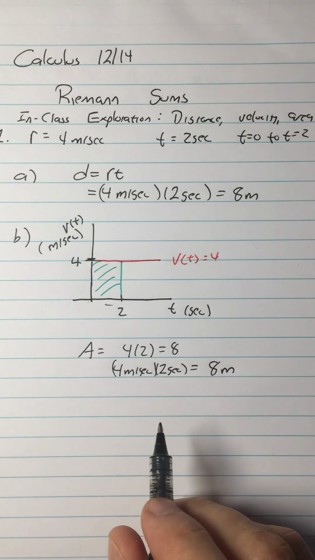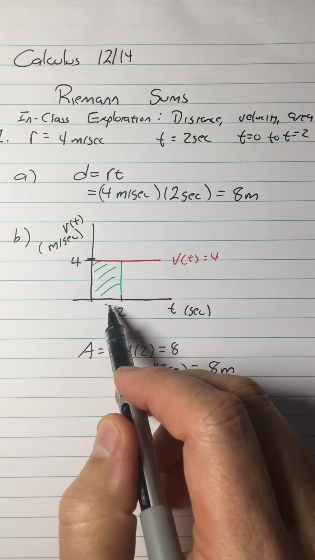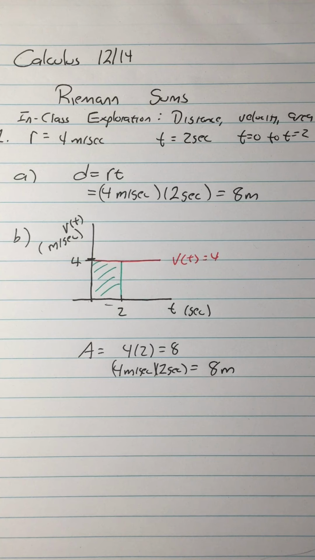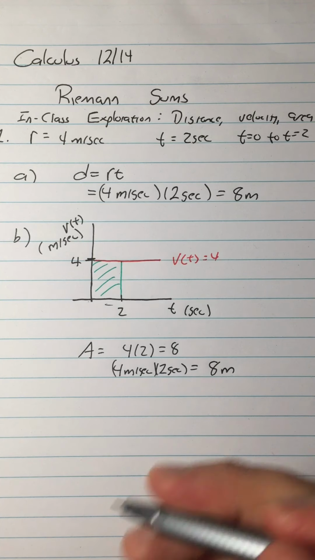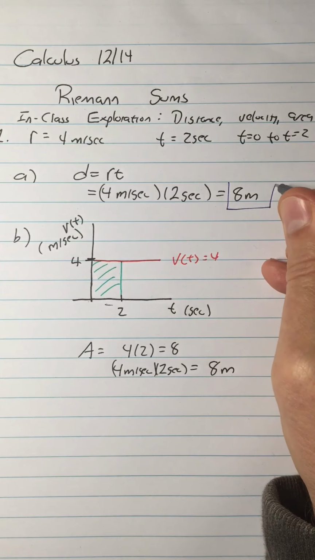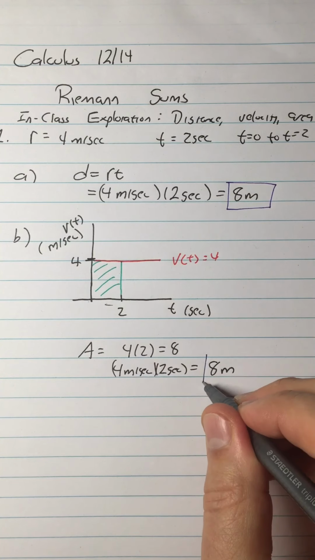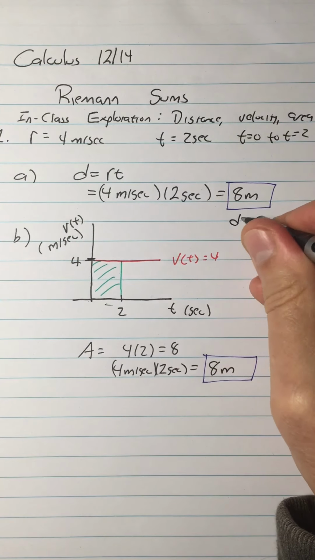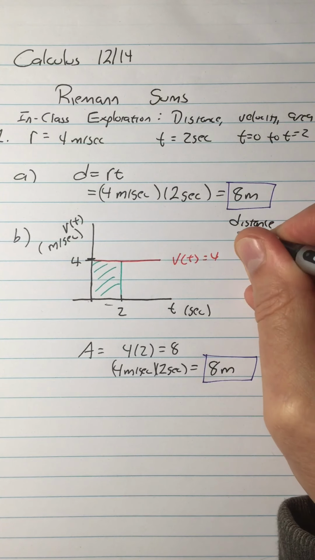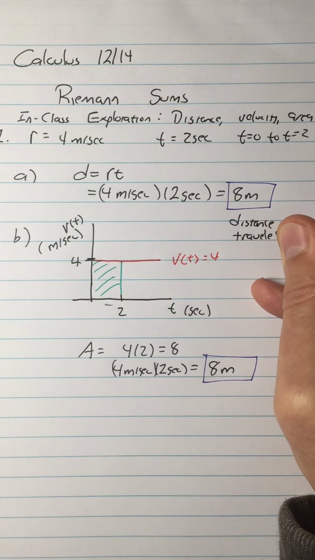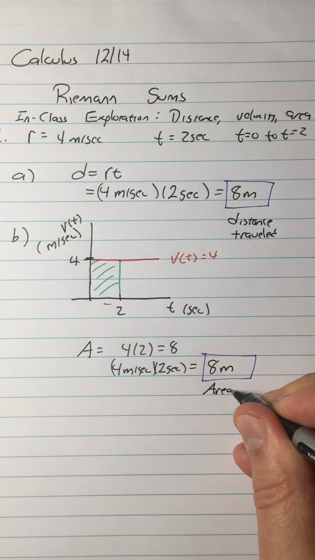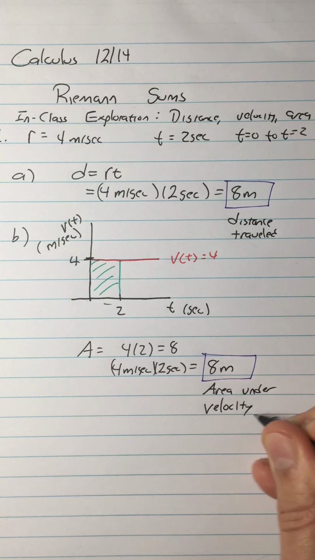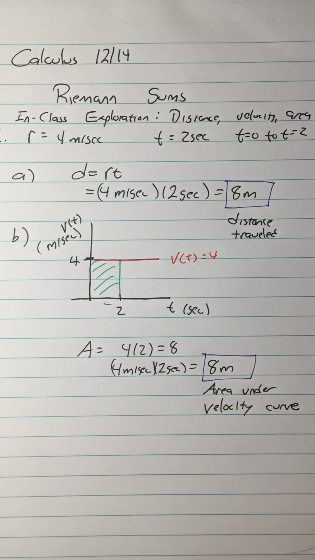So the first thing to notice is that by finding the area under this velocity curve, you come up with, and you probably noticed this is the answer to question number 3, that the distance traveled and the area under the velocity curve are the same. Distance traveled and the area under the velocity curve are the same.